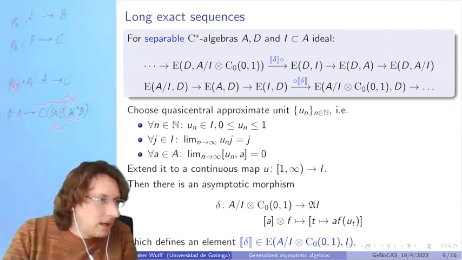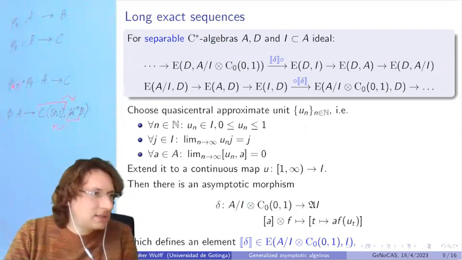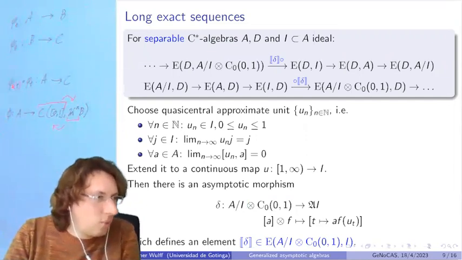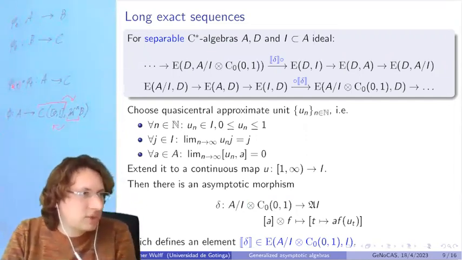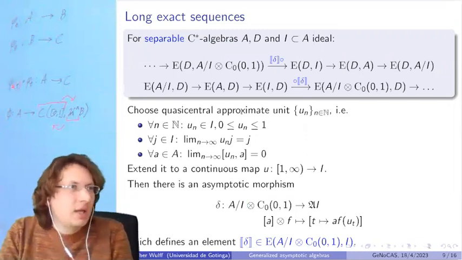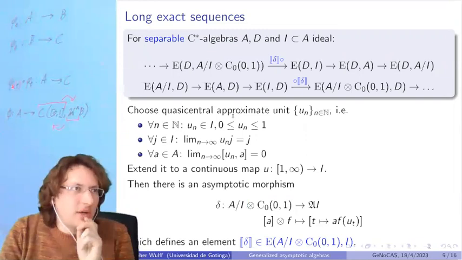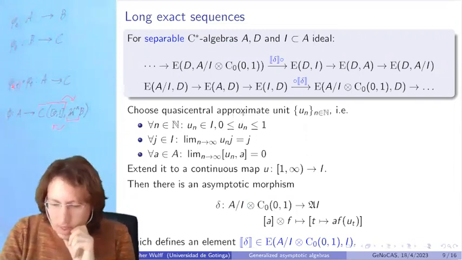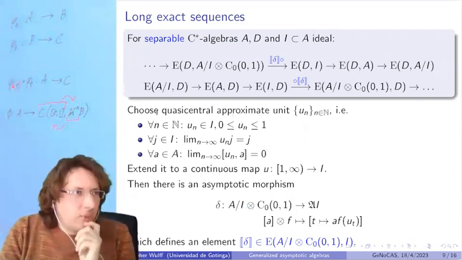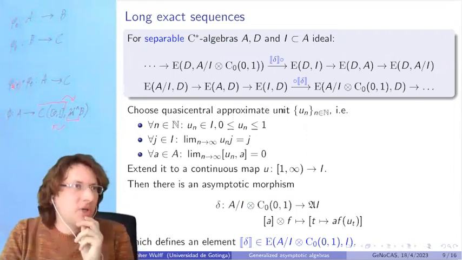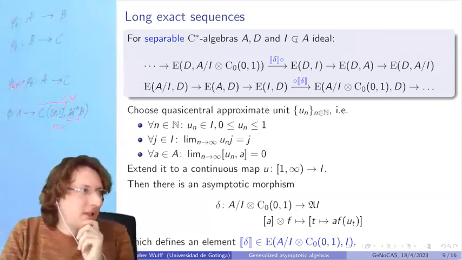Can you okay, see the chat? Yes. Yes, I just saw it. Dev asked why quasi-central approximate units exist. So that's the point, namely here. So sequential quasi-approximate units exist because the C-star algebras are separable.